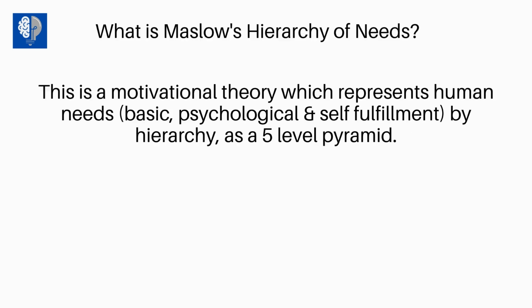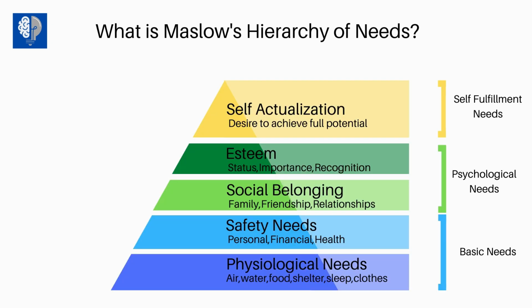Let's start. Human behavior is determined by motivation to fulfill certain needs. These needs are broadly classified into basic, psychological, and fulfillment needs. Maslow's hierarchy of needs represents these human needs by hierarchy as a 5-level pyramid. We start off with the most basic needs, which is the physiological needs. These are needs which are needed for survival. Examples will be air, water, food, shelter, sleep, and clothes.